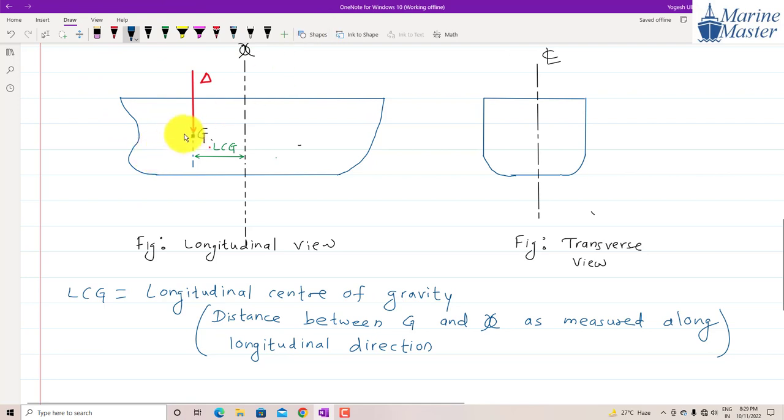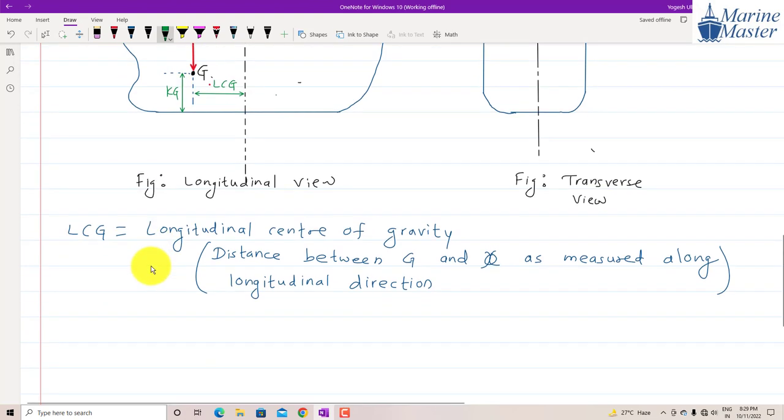From here, I am going to draw one dotted horizontal line. See this line, and this distance, guys, from the keel. Distance of G from the keel. This distance we will say as KG. So what is meant by KG, guys?